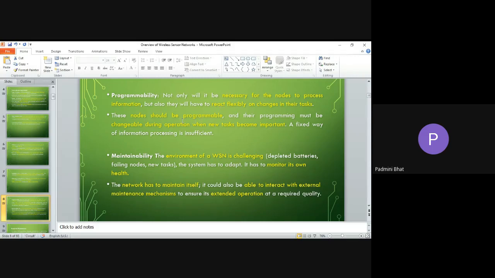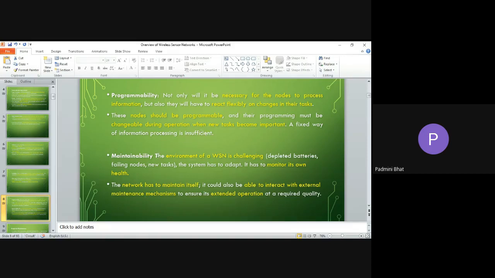These nodes are programmable, and their program must be changeable during operation when new tasks become important. A fixed way of information processing is inefficient.